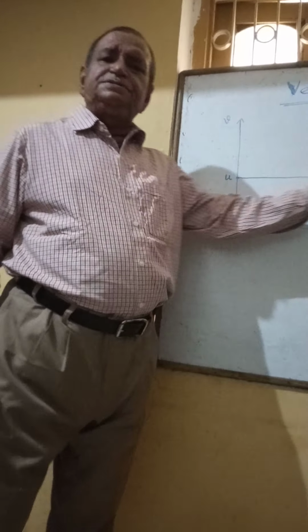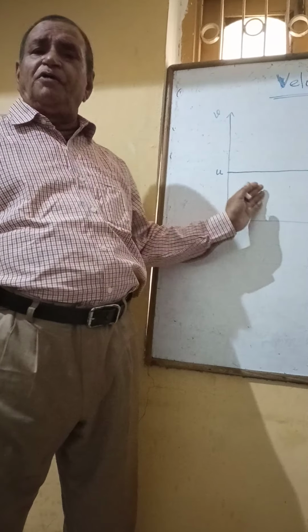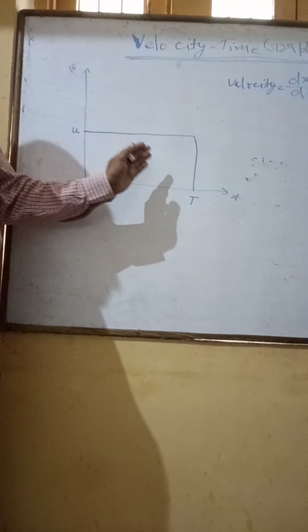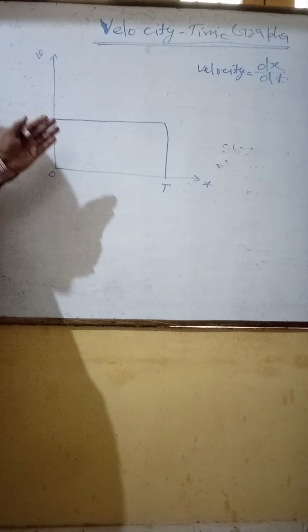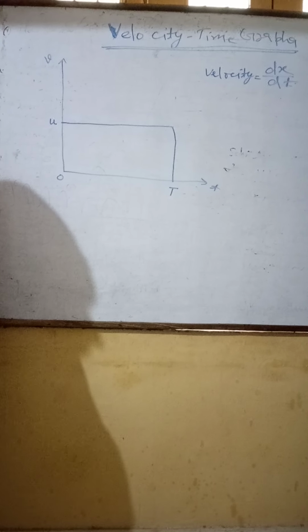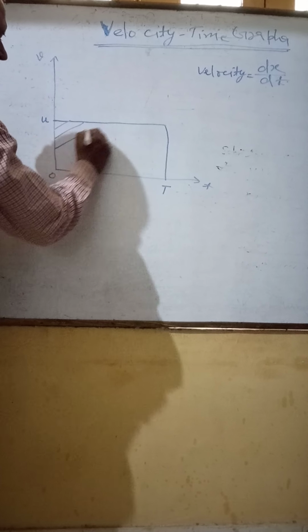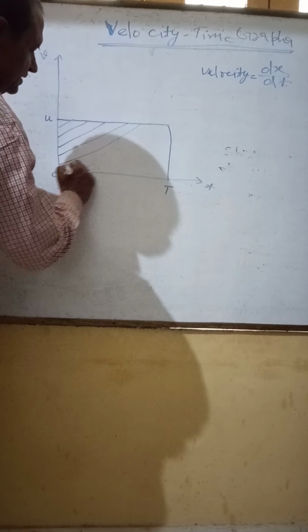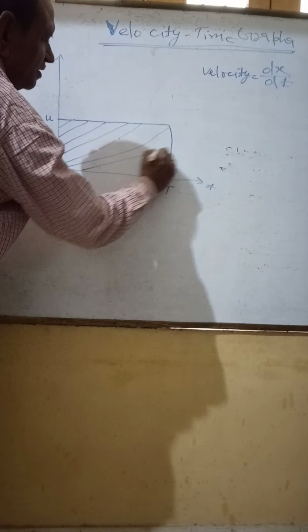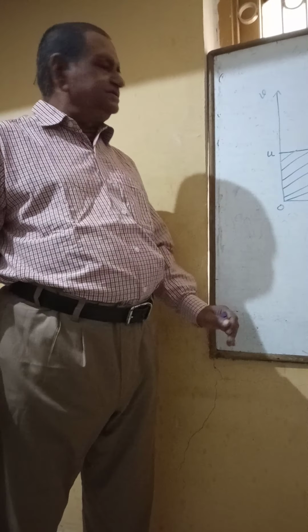The interesting aspect of this velocity time graph is that the area under the velocity time graph represents the displacement. This is the area. As we know, it is a rectangle, and the area of a rectangle is equal to length into breadth.